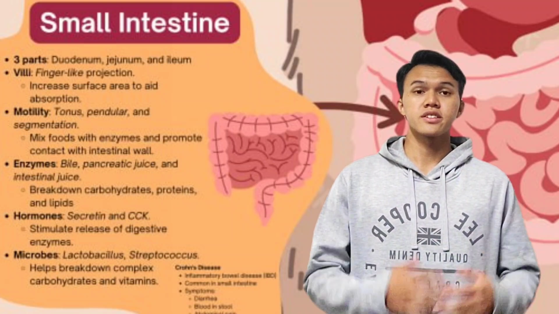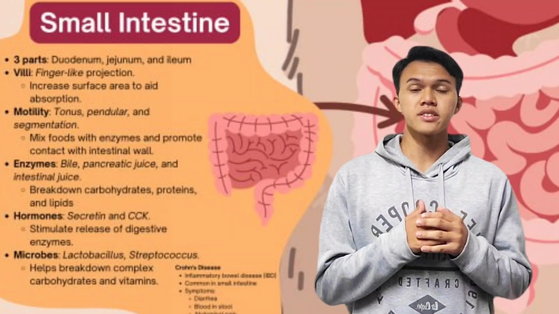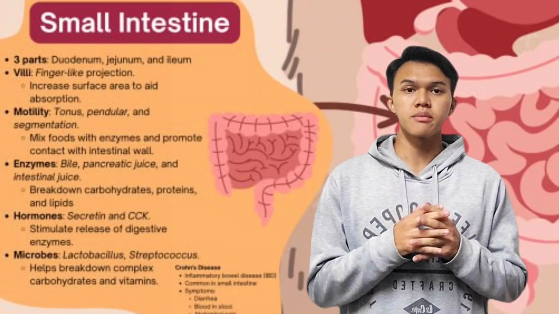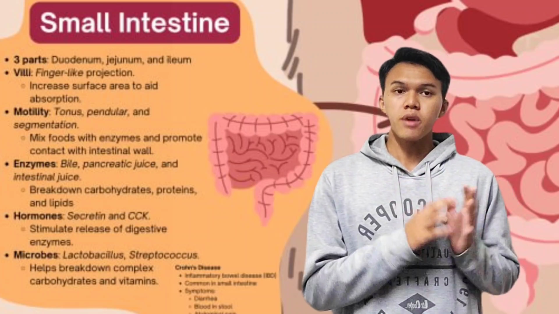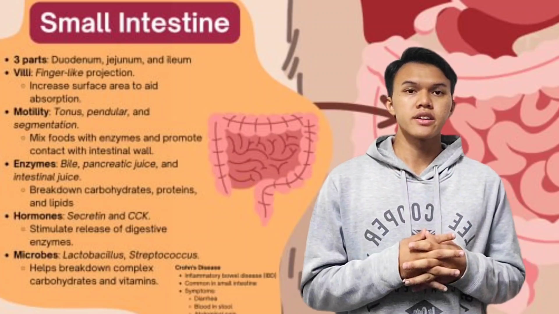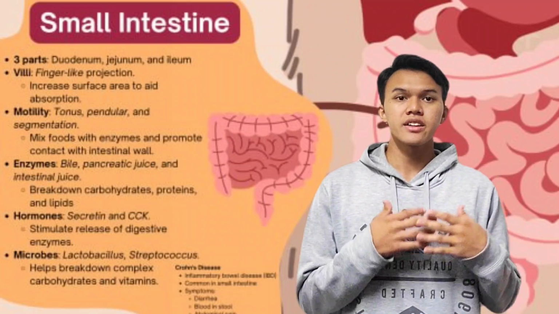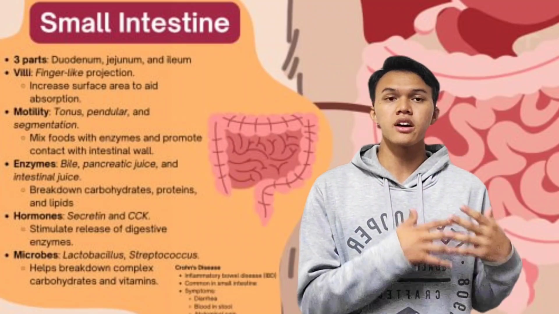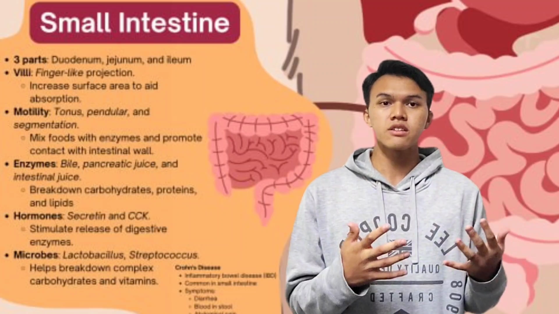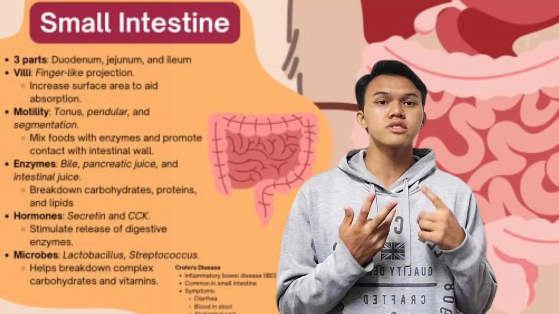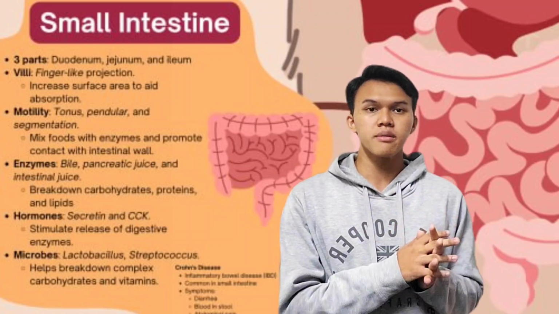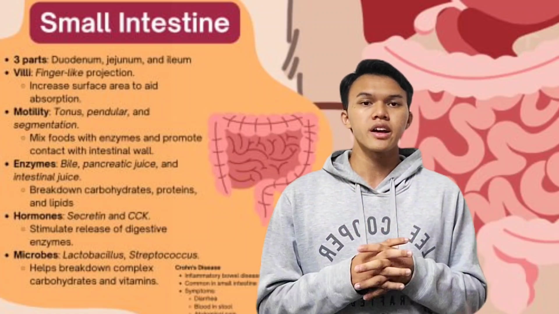So next is the small intestine, which consists of three parts: the duodenum, jejunum, and also ileum. There are a few important features in the small intestine, which are villi, finger-like projections that increase the surface area to aid absorption. And then we have motility, such as tonus, peristalsis, and also segmentation, to mix food and enzymes together to promote contact with the intestinal wall.